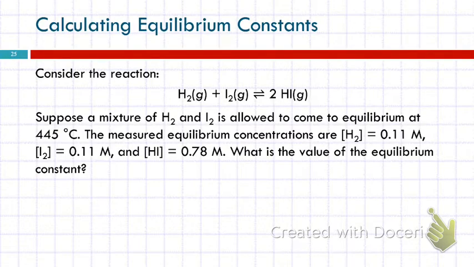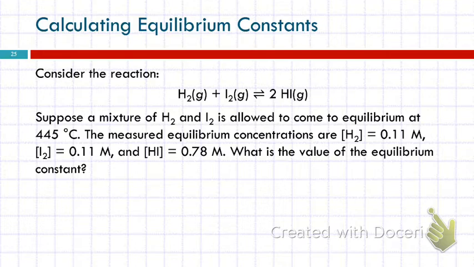So let's look at this reaction. We looked at this one before, H2 plus I2 giving us 2HI. Suppose we have a mixture of those two gases, H2 and I2, and we allow it to come to equilibrium at 445 degrees Celsius. The measured equilibrium concentrations are 0.11 molar for the hydrogen and 0.11 molar for the I2, and the HI has a concentration of 0.78 molar. What is the value of the equilibrium constant?